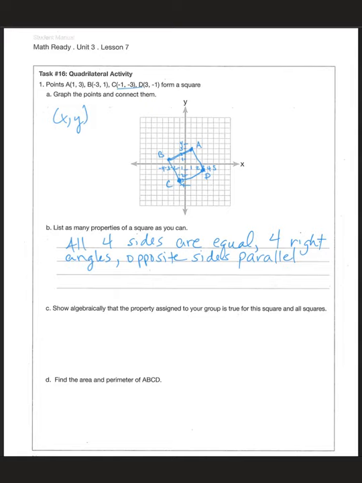I told you in the directions to ignore C. Don't worry about this one because we can't work in groups. D, find the area and perimeter.